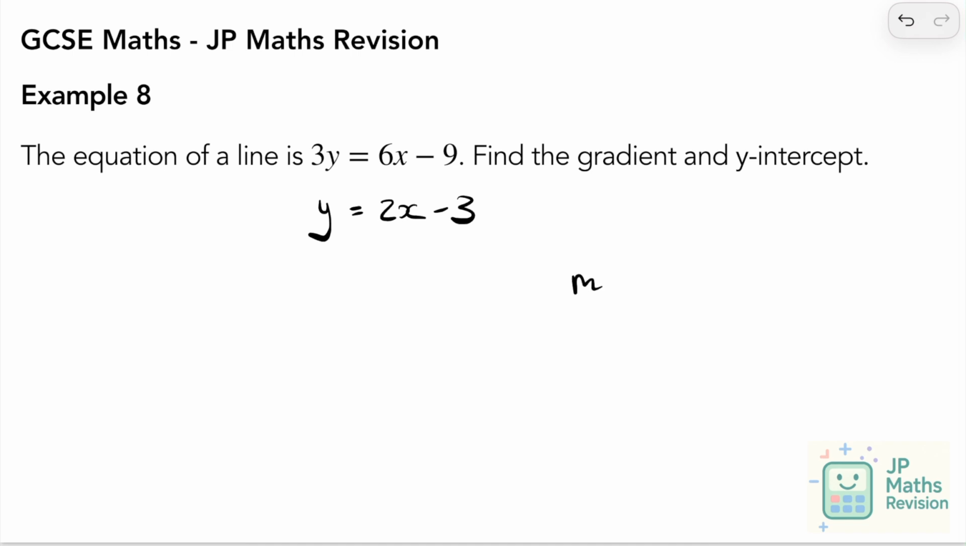I can see the gradient is the coefficient of x, so that's 2, and the y-intercept is minus 3. If they ask for the coordinates of the y-intercept, we would have to write (0, minus 3), because the y-intercept is a point on the graph, the point where the graph cuts through the y-axis. It just says the y-intercept, so I'm just going to put c equals minus 3.